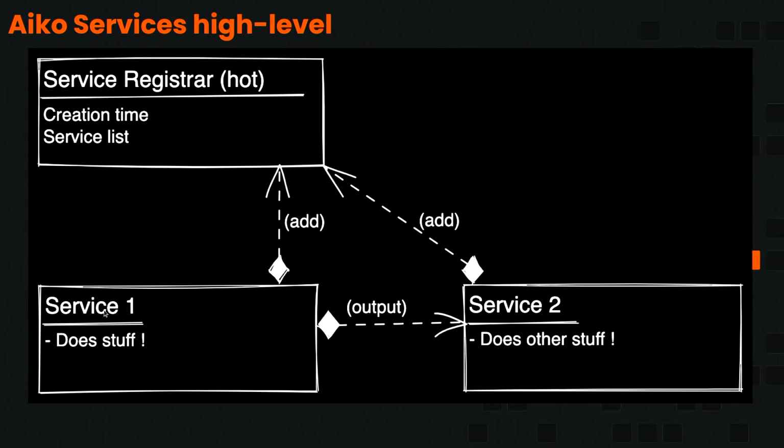Okay, so this is how Aiko Services look from a very high level. The main service is the registrar. So the registrar allows you to join and discover all the other services. In this case, we just have two services on the bottom, 1 and 2. They both add themselves to the registrar with an S expression, which is basically just add and a few details. And then it allows them to find each other by querying the registrar, of course. And then service 1 can find service 2 and do output. So it's nothing too revolutionary there.